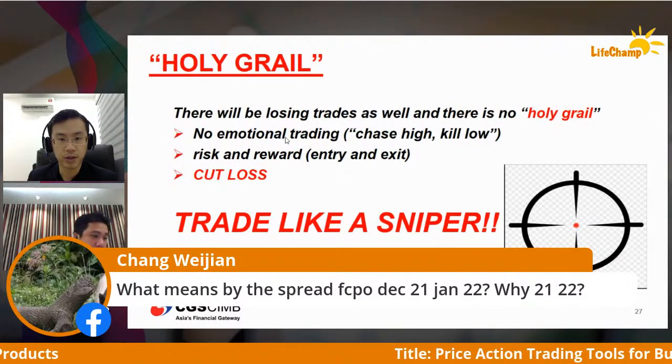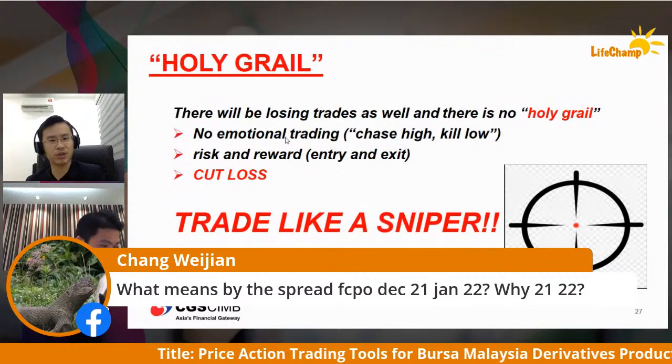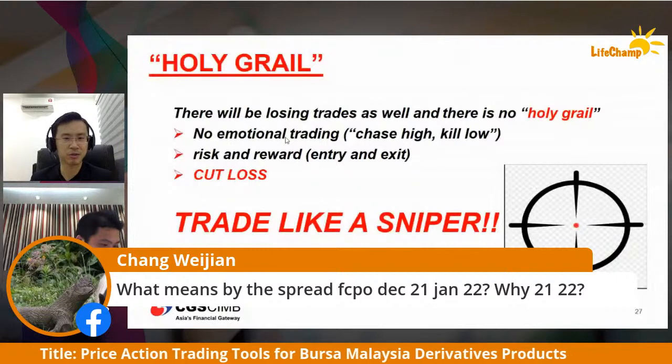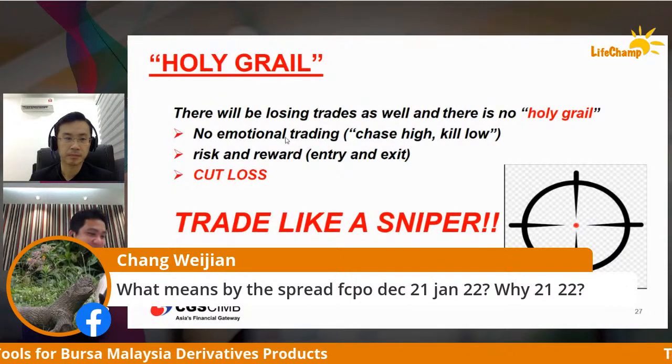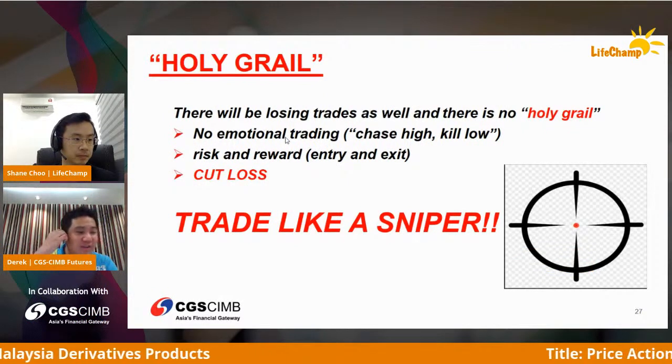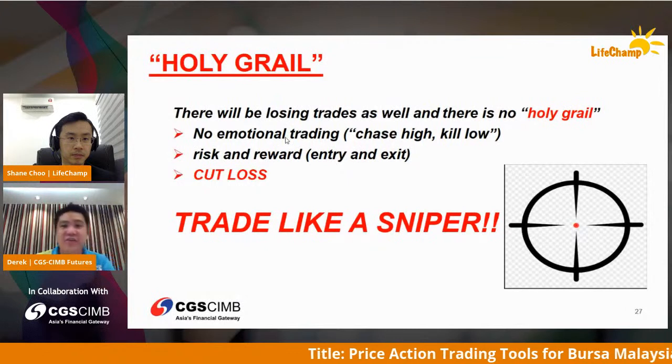Okay, the next question is by Wei Jian. What do you mean by the spread FCPO December and January? So why 21 and why 22? Okay, I will address this question from Chang Wei Jian.